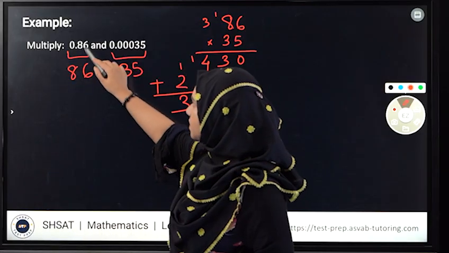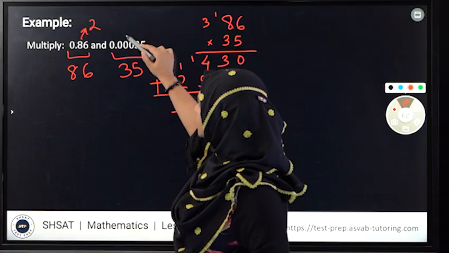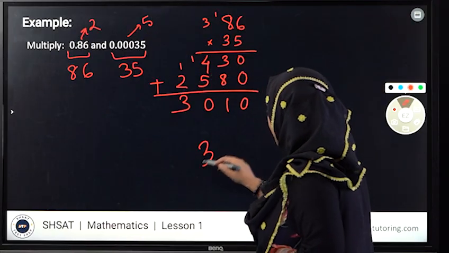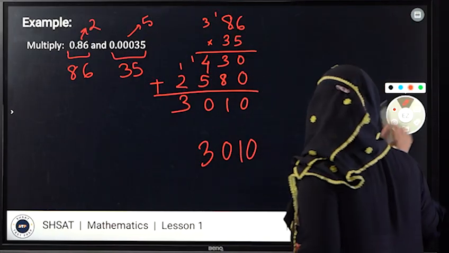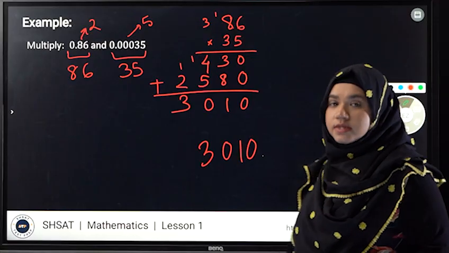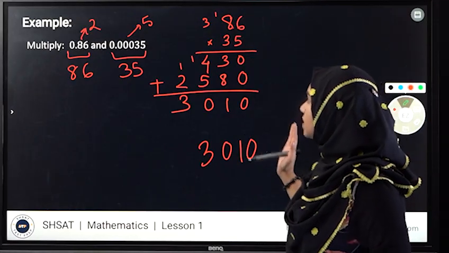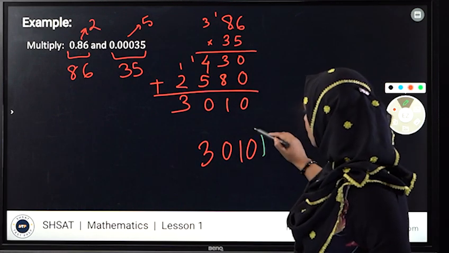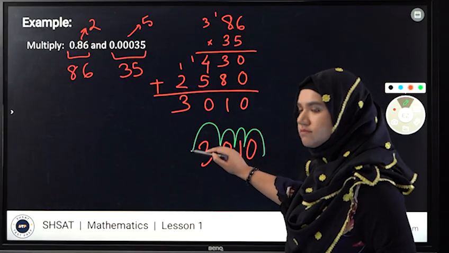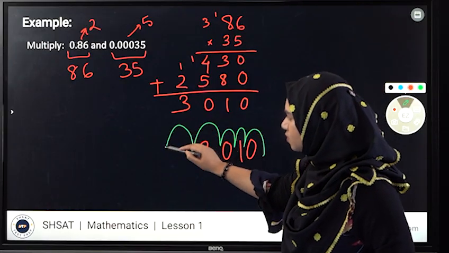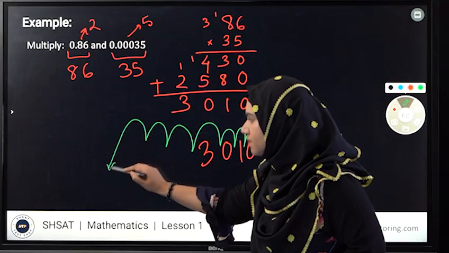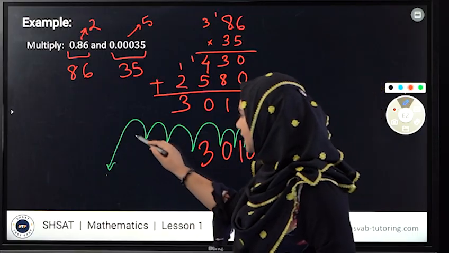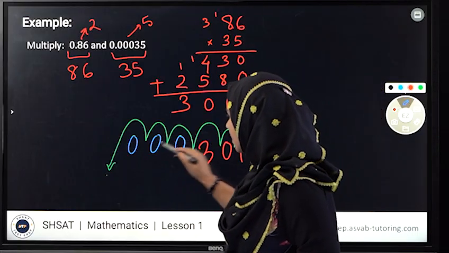Now, how many numbers do we have next to this decimal? 2. How many here? We have 1, 2, 3, 4, 5. We have 5 here. So what do we do in this case? We assume that there's an invisible decimal right here. We are going to go 2 and 5, 7 units to the left. All right, let's go. 1, 2, 3, 4. Now what? Let's just go 1, 2, 3, 3 more. So what happens here is we are going to fill in the blank with zeros.